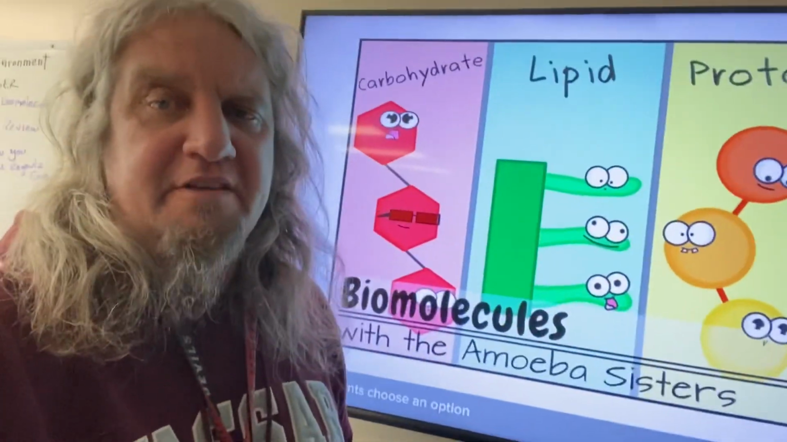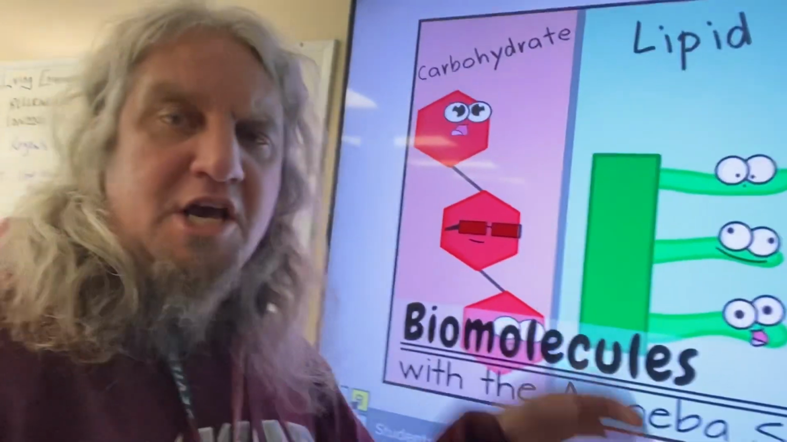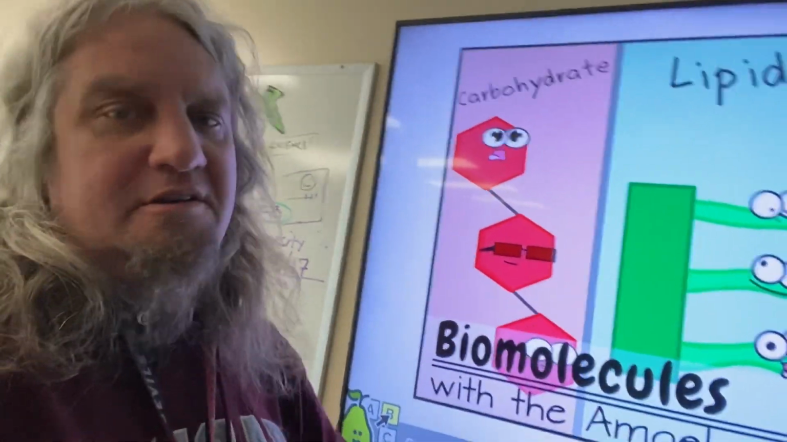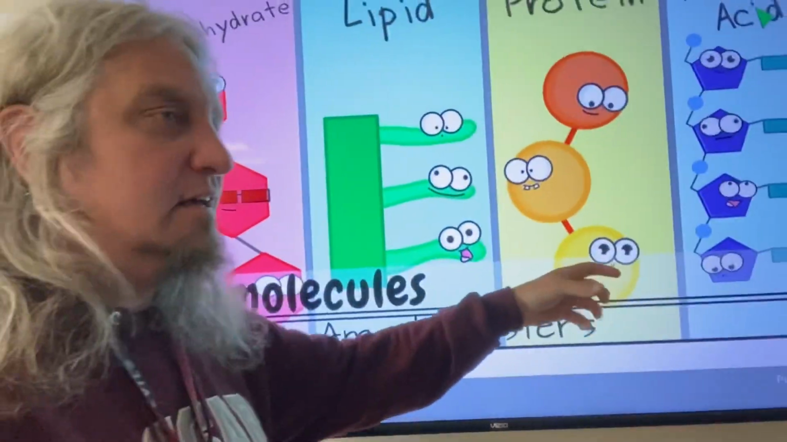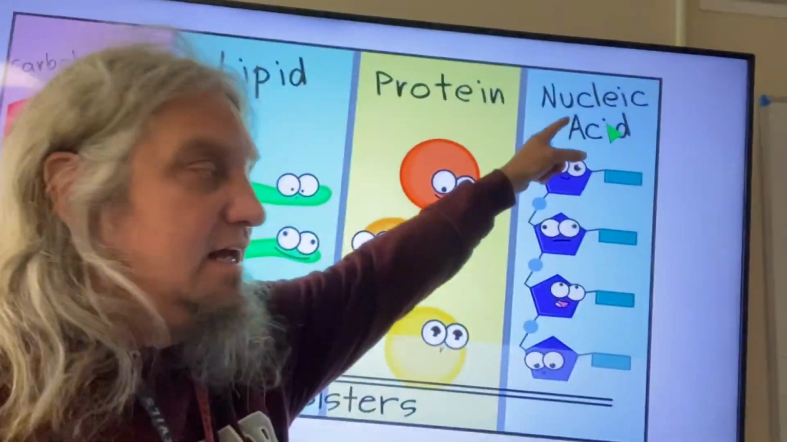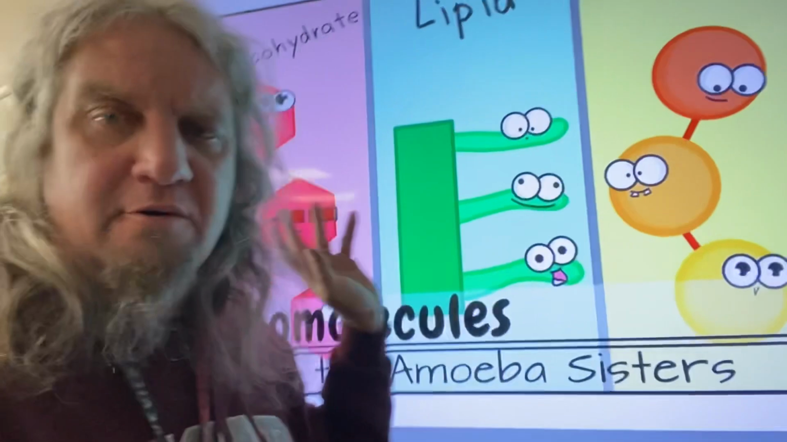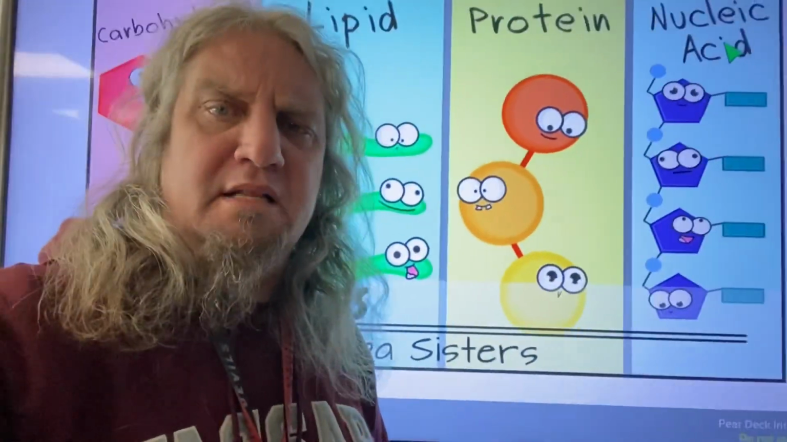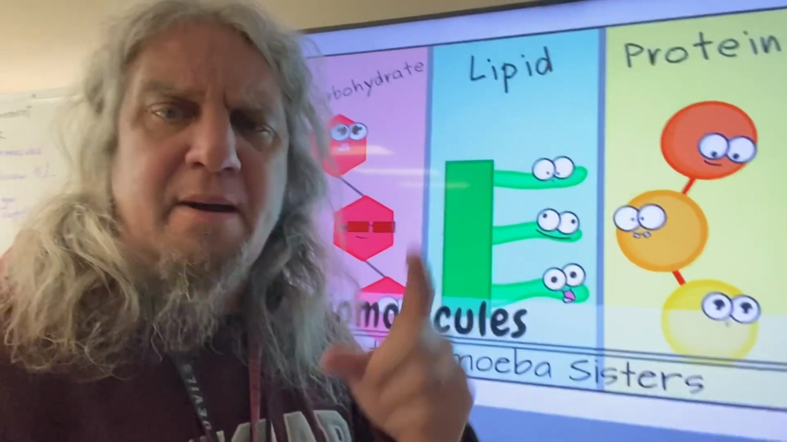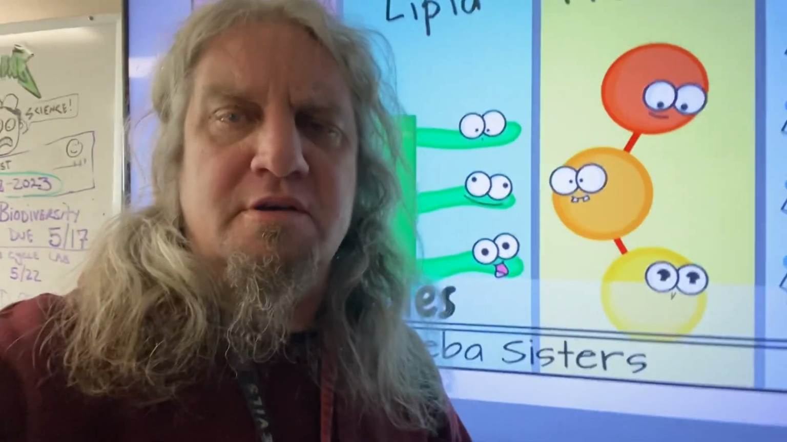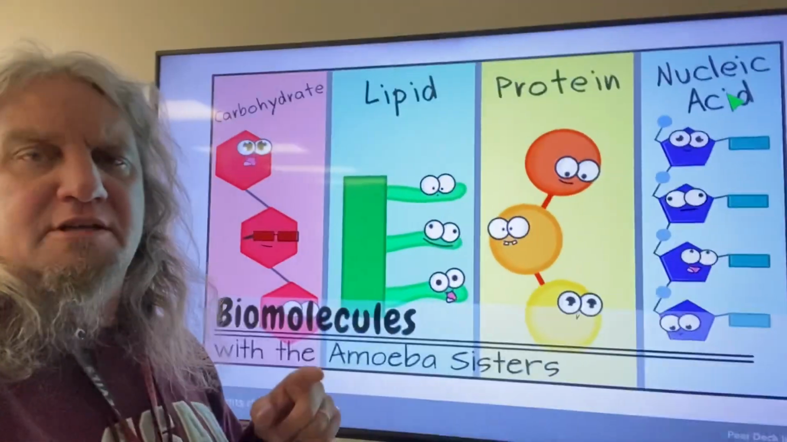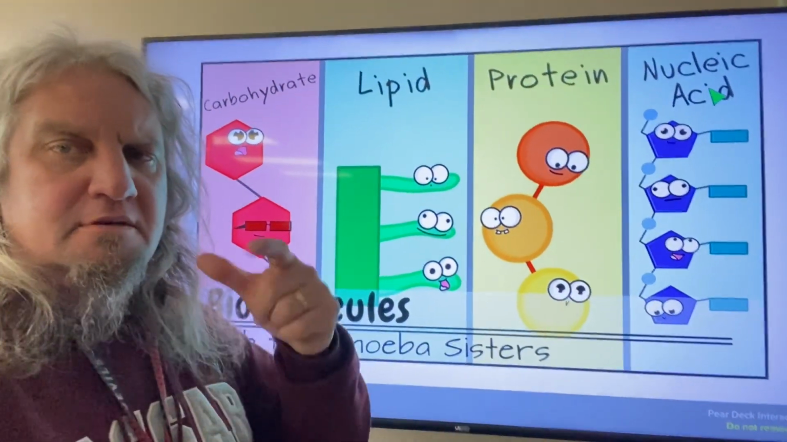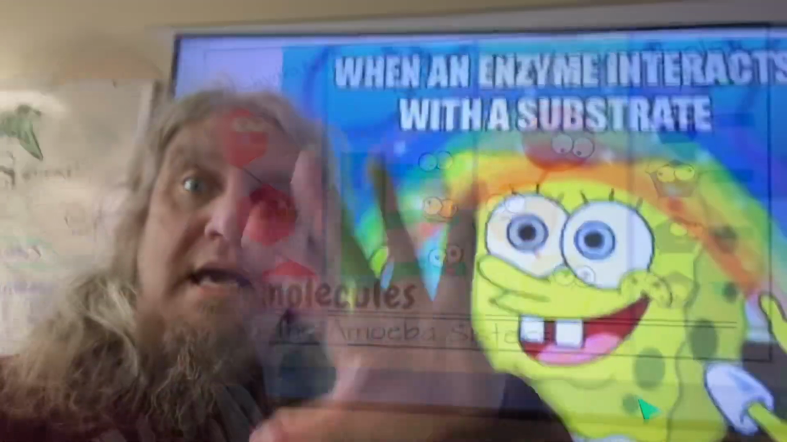So by now you're aware of the big four biomolecules. The carbs, the lipids, the proteins, and of course the NAs, nucleic acids. The big four biomolecules, right? They are organic macromolecules: carbs, lipids, proteins, and nucleic acids. Got it. Enzymes are proteins.